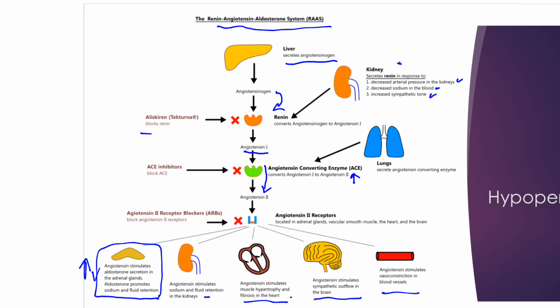So that's why all of these medications exist. So you can actually block the renin-angiotensin-aldosterone system by blocking renin. So if you block renin, angiotensinogen won't become angiotensin 1.